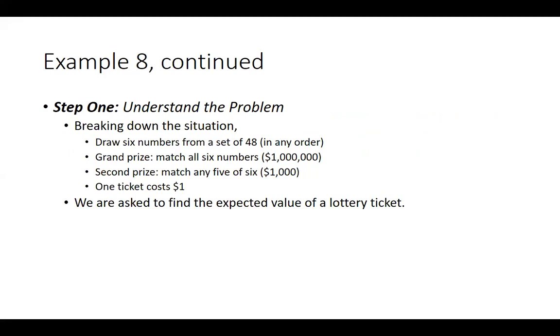So let's understand the problem, break down the situation. We're drawing 6 numbers from a set of 48 in any order. For the grand prize, we match all 6 numbers, we win $1 million. For the second prize, we match any 5 of 6, we win $1,000. One ticket costs $1. We're asked to find the expected value of a lottery ticket.